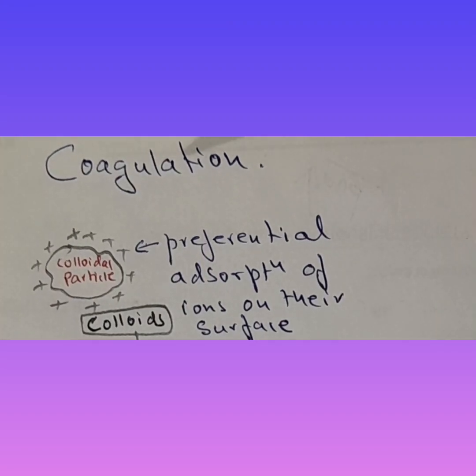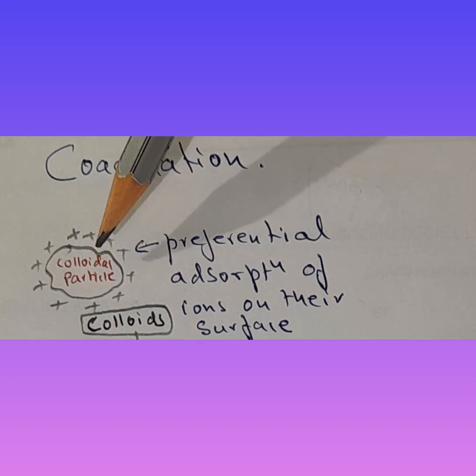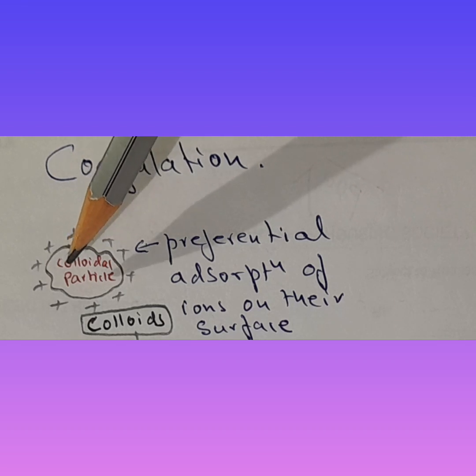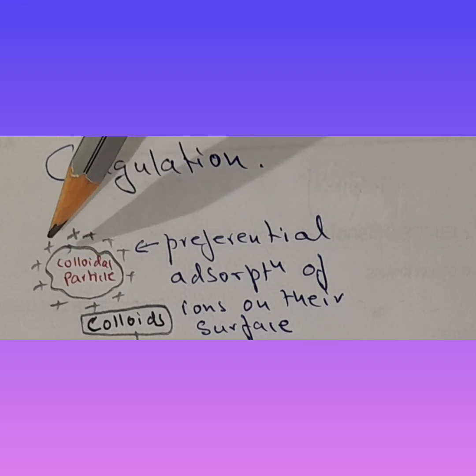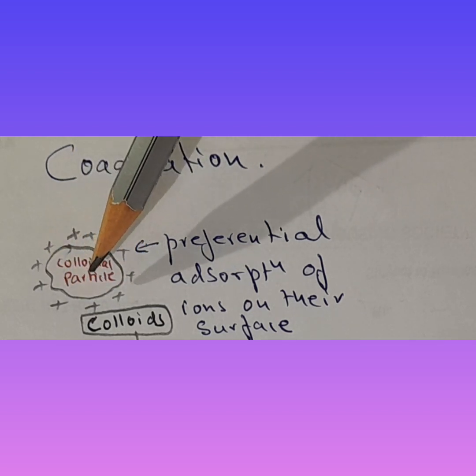Let's try and understand coagulation. Now, in case of colloidal particles, what did we observe? That colloidal particles have preferential adsorption of ions on the surface. For example, here what I have shown is a colloidal particle which has adsorbed cations on its surface. So this becomes a cationic colloid.